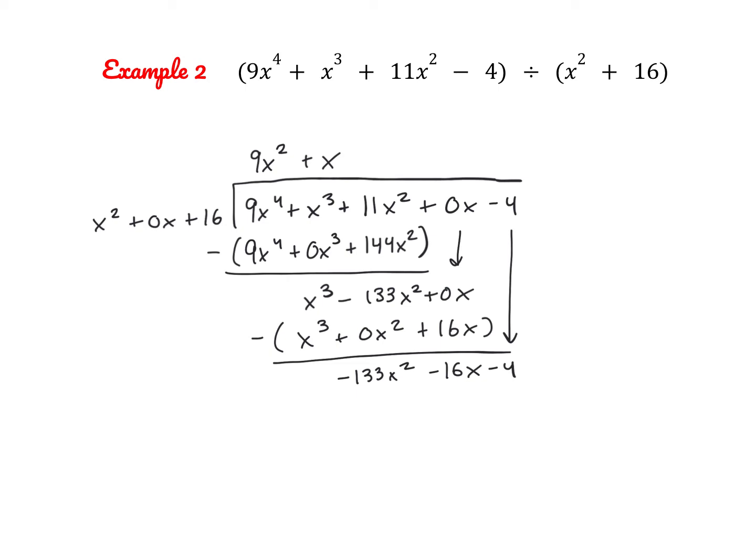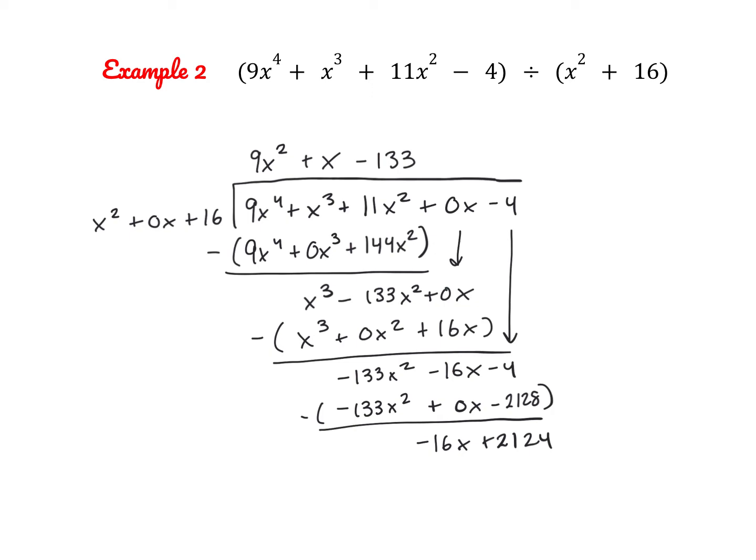And then here, negative 133x squared divided by x squared is just negative 133. Then we multiply everything. So negative 133x squared. Again, we're going to have this placeholder for x. Okay, and then again, we are subtracting everything. So this becomes negative 16x, and be careful here. This is negative 4 plus 2,128. So we get to positive, so plus 2,124, and that will be our remainder.